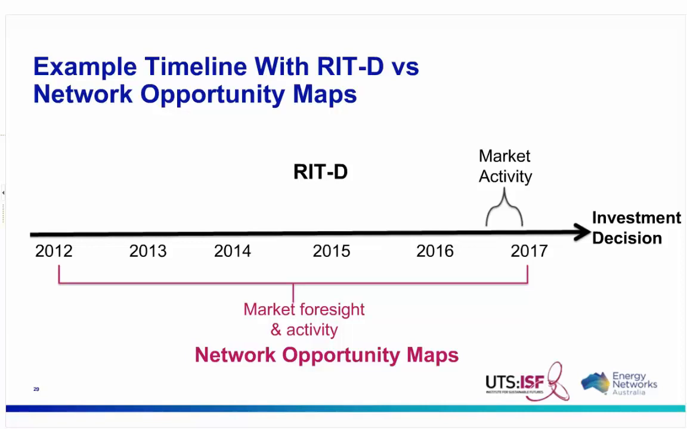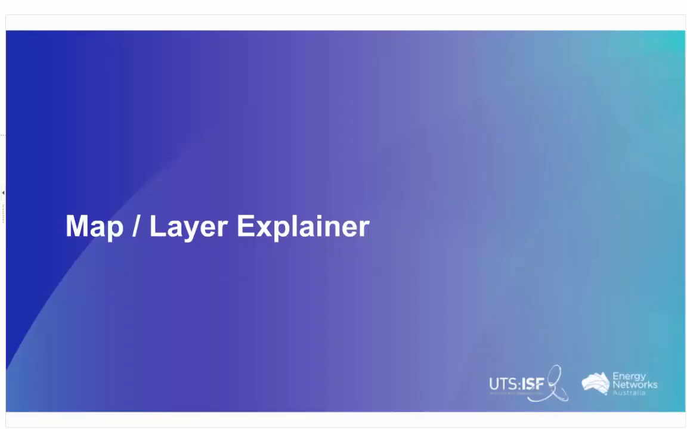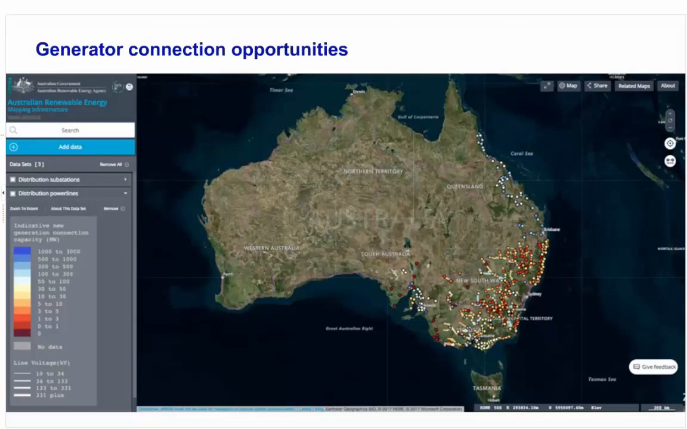So we will start now with a first introduction to the map, a layer explainer. What are you actually seeing when you go onto the AREMI site, which is www.nationalmap.gov.au/renewables. When you start, you'll get a disclaimer the first time you use the maps, which basically says this data is indicative and provided for the benefit of the market, but not to solely base investment decisions on, but rather to use it as a starting point to inform your development of opportunities and as a starting point for conversation with the network business.